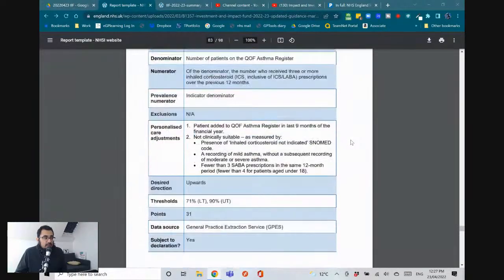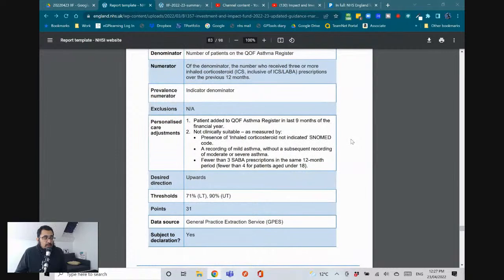No exclusions, but personalized care adjustments as patient added to the QOF in the last 9 months of the financial year. Not clinically suitable as measured by presence of inhaled corticosteroid not indicated, recording mild asthma without subsequent intervention of moderate or severe asthma, fewer than 3 SABA prescriptions in the same 12-month period, or 4 for those under the age 18.